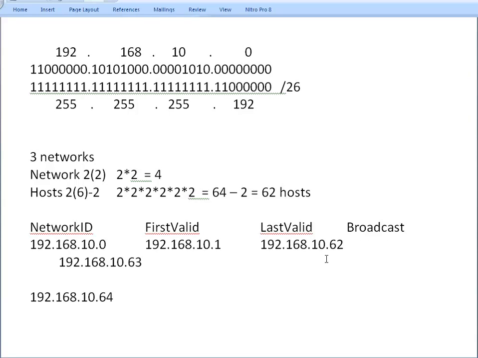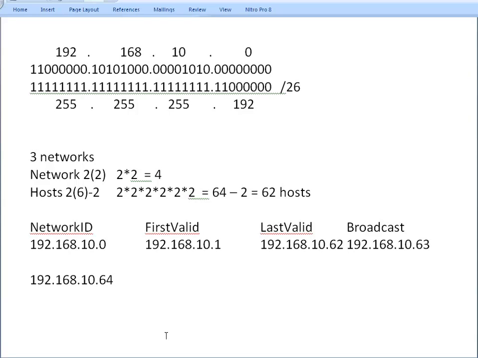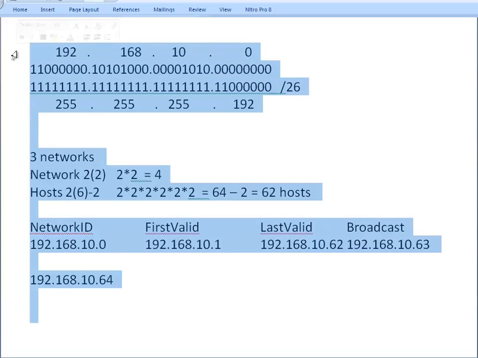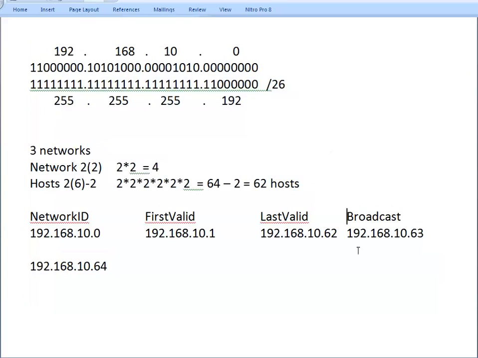Maybe I'll make it a bit smaller. So you can see the difference. Okay, so the first network is done. That's the ID, that's the first valid address, that is the last valid address, and that's the broadcast address. And we move to the second network.